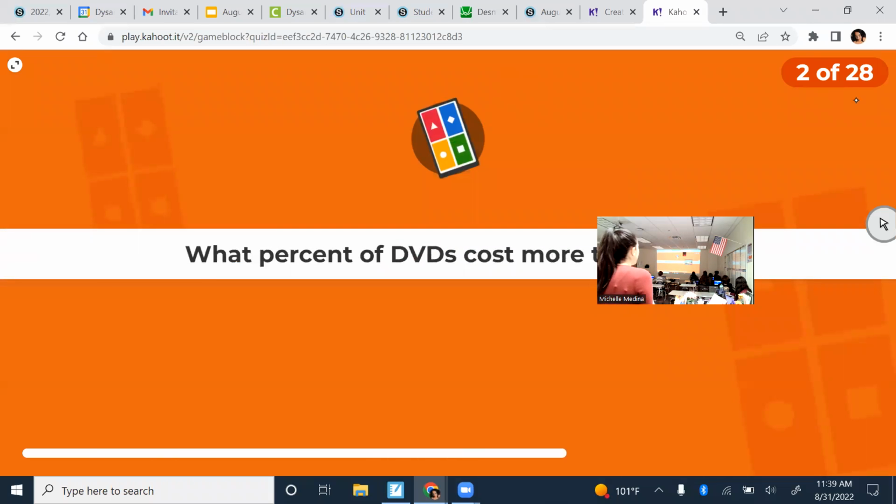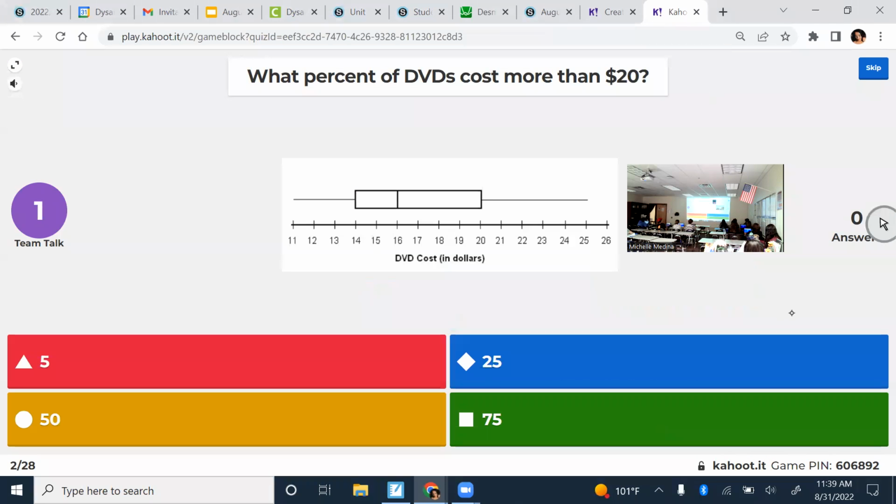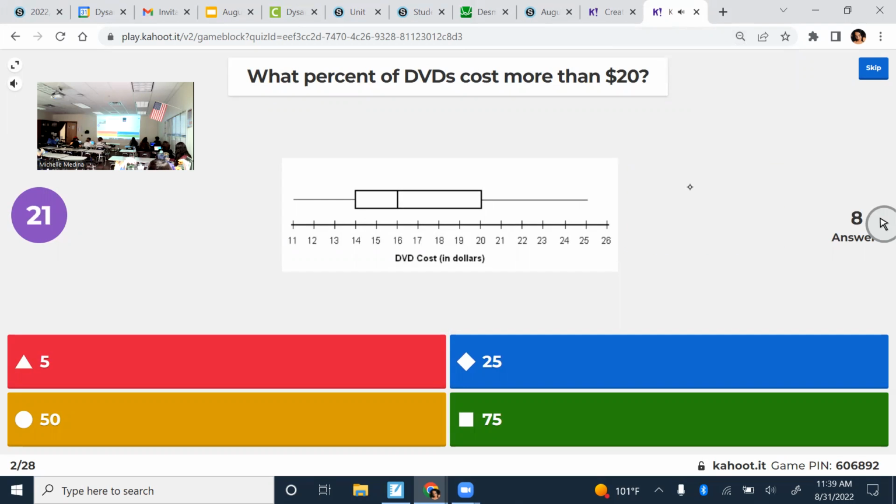What percent of DVDs cost more than $20? Remember, take notes as you go. I know the timing isn't the best. It's like 30 seconds, but it's fine. We can do it.